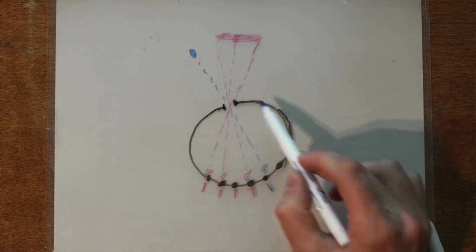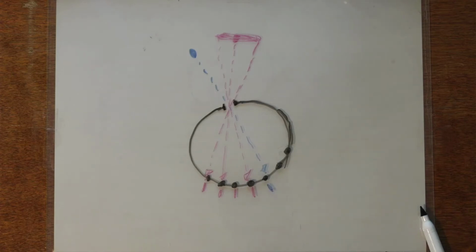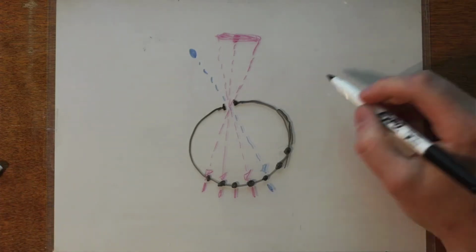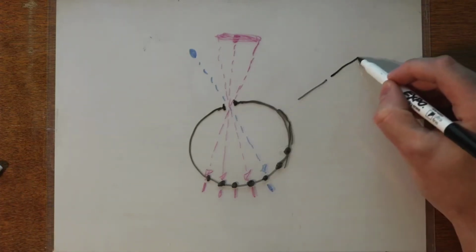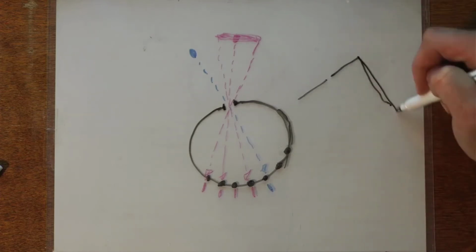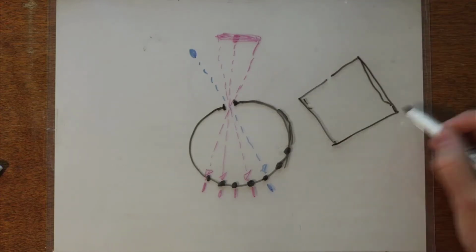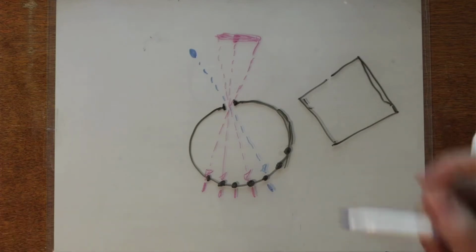This is actually how a pinhole camera works. With a pinhole camera, we're doing the exact same thing. We just have a box. Let's see if I can draw a box. We have a box with a piece of film on the back side of it.